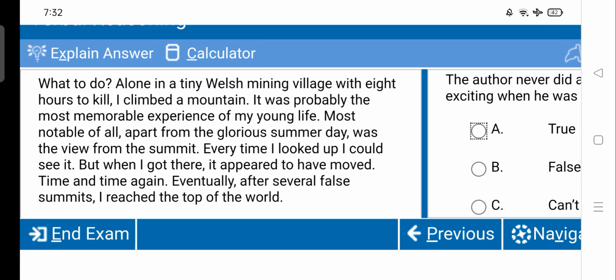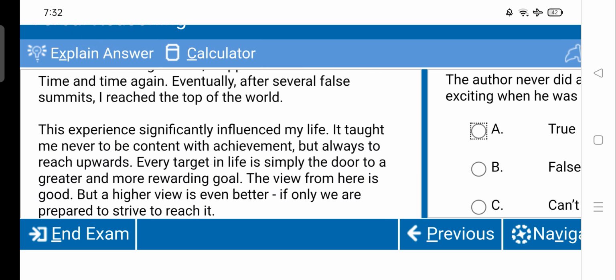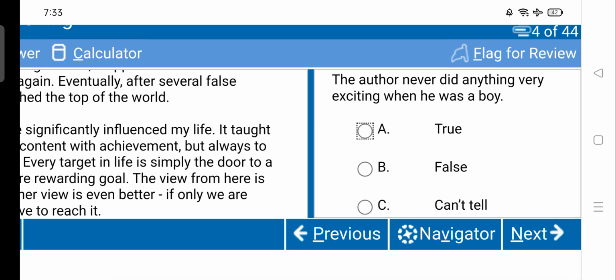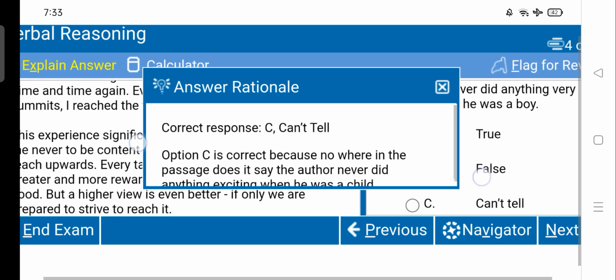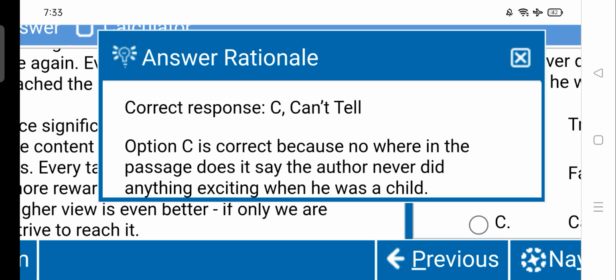That the statement that is given is true or not. The author never did anything very exciting when he was a boy. So you can use exciting as your keyword to find your answer. So here we have option C is correct, which is can't tell.